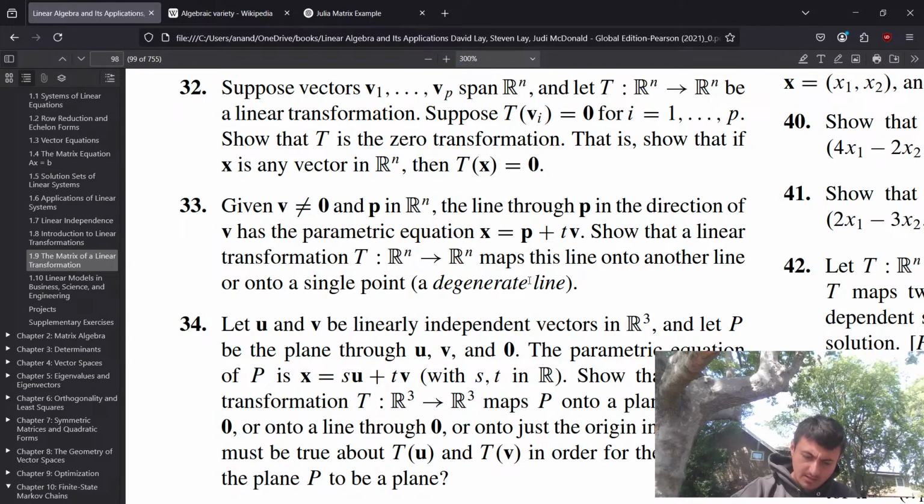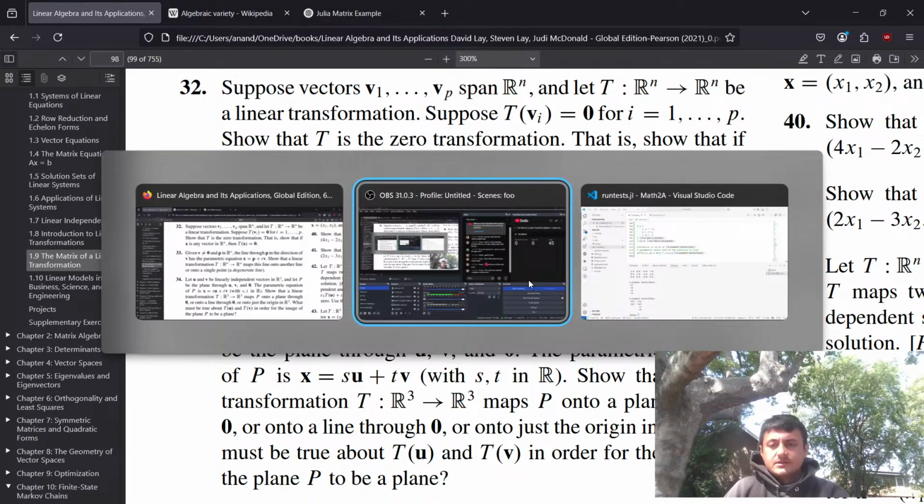All right, I think I'm going to draw some pictures. Just try to get a sense of what's going on. So let v equal (1, 1) and p equal (0, 1). So then we're going to have this line that goes through (0, 1) and has a slope of 1. Okay? Now we're trying to show that T from R2 to R2 maps this line to another line or a point. So that's pretty interesting.